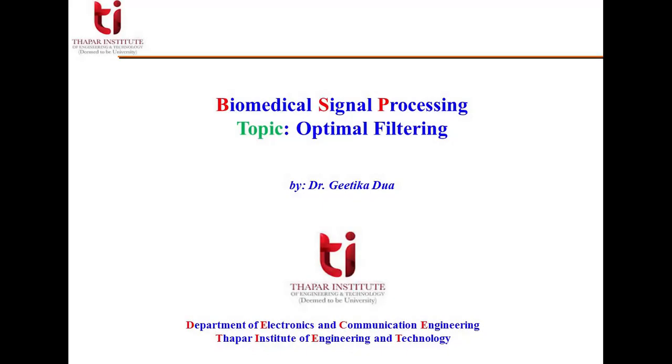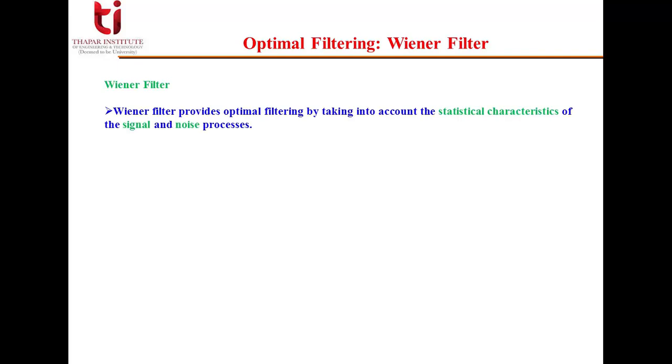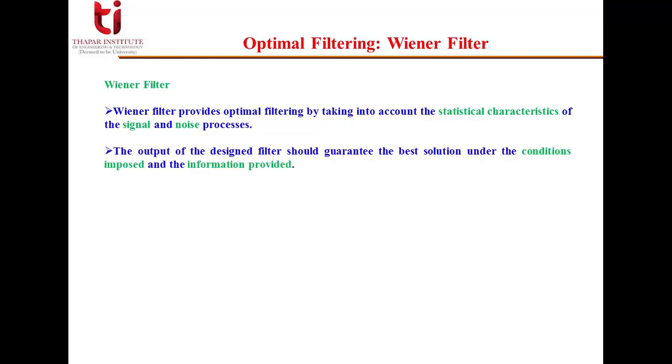Hello friends, today we will discuss another kind of filtering, that is optimal filtering. In this video, particularly, we will discuss the Wiener filter. The Wiener filter provides optimal filtering by taking into account the statistical characteristics of the signal and noise. The output of the designed filter should guarantee the best solution under the conditions imposed and the information provided.